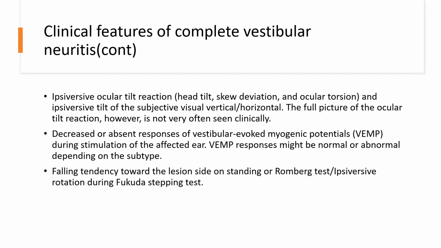And in fact, the absence of skew deviation of the eye makes us able to differentiate between a peripheral and a central disorder. Skew deviation tends to persist in a brainstem lesion compared to being transient in a peripheral lesion.